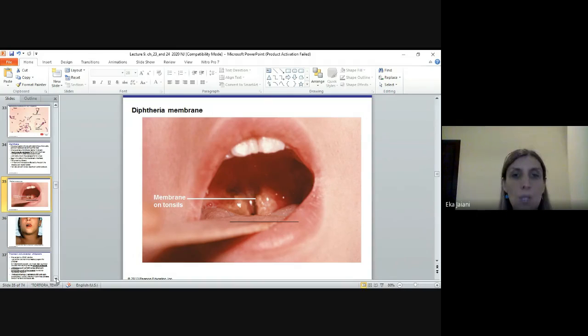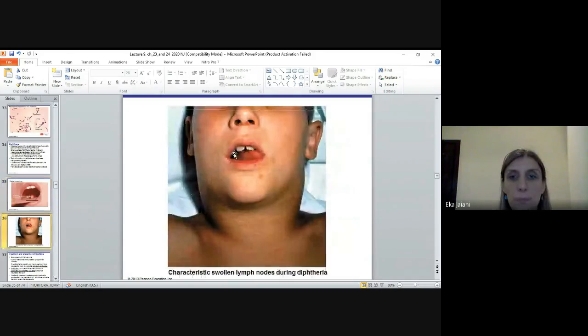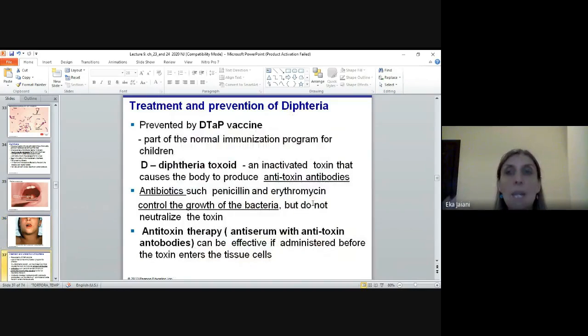You see this whitish grayish membrane that consists of dead cells, fibrin, and bacterial cells, and it was a life-threatening condition in the past. So we see the swollen lymph nodes here, and we can prevent diphtheria through vaccination. We have a vaccine. The vaccine is given to children, and this is toxoid actually.